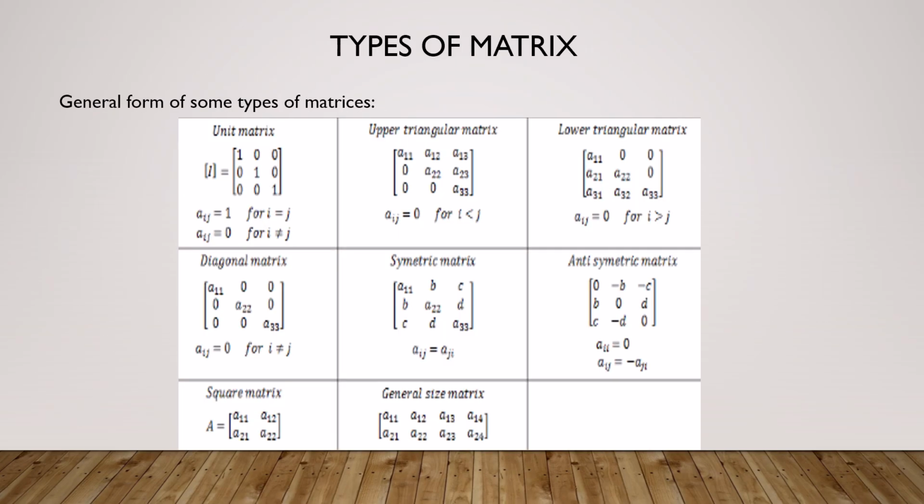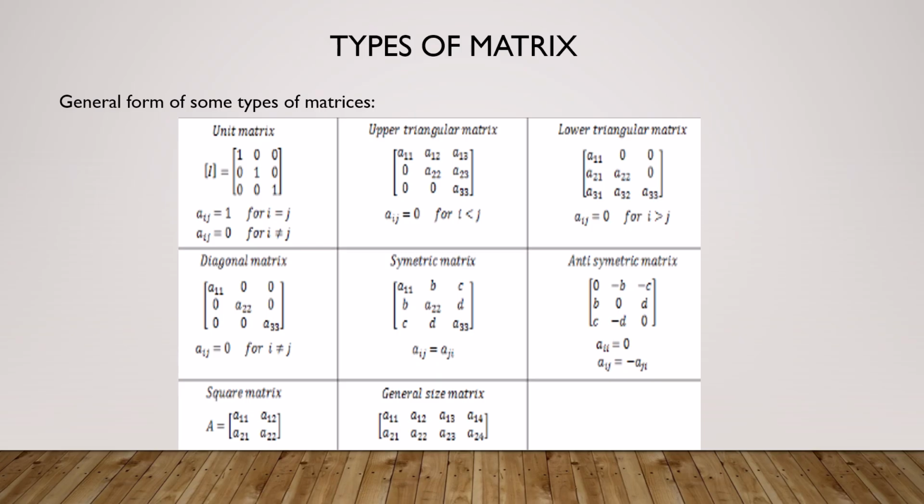Now if you want to represent the different types of matrices in the general form, then this is how it is given. First is unit matrix. Unit matrix means only the diagonal elements are 1, 1, 1, other all elements are 0. Diagonal matrix means you just have the diagonal elements non-zero. All other elements are 0. Square matrix means same rows, same number of columns.